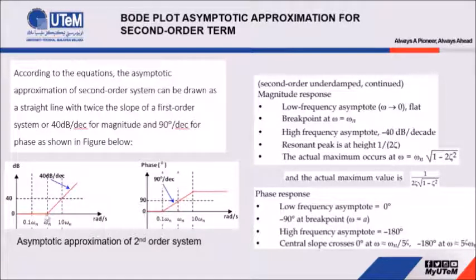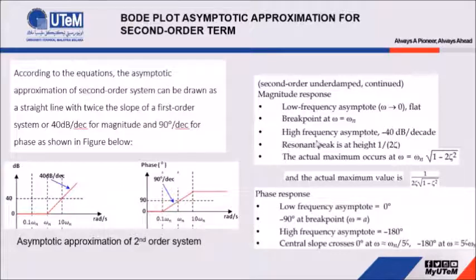So the cutoff frequency occurs at omega n. For this phase plot, the breakpoint or cutoff frequency occurs 1 decade before and 1 decade after omega n. For a second order system, there are several characteristics that should be taken into account while we draw this Bode plot. First, the low frequency asymptote, which occurs when omega is equal to 0. Next, the breakpoint at omega equal to omega n.